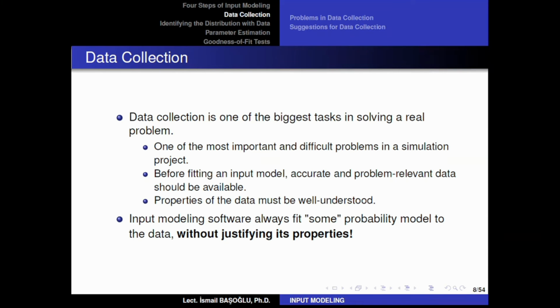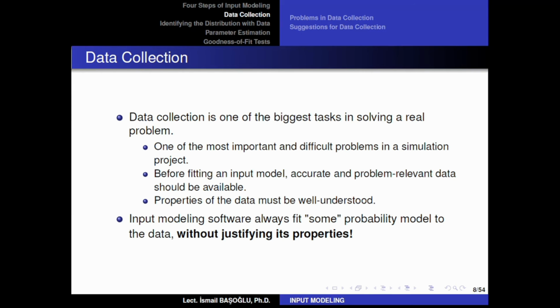How can we really say that an input modeling software really identifies the statistical model behind it? It will use an optimization procedure to fit the best possible probability model with the minimum error. However, if you do not justify the properties or the process that the data is coming from, then it may still be a very wrong conclusion. So do not rely on the input modeling software so much. Instead, rely on your human brain.